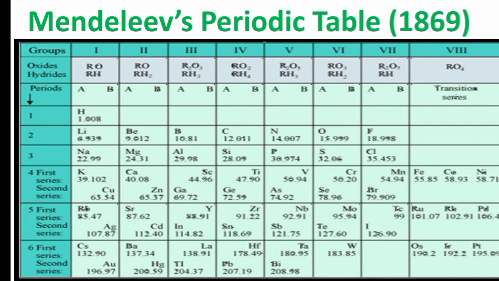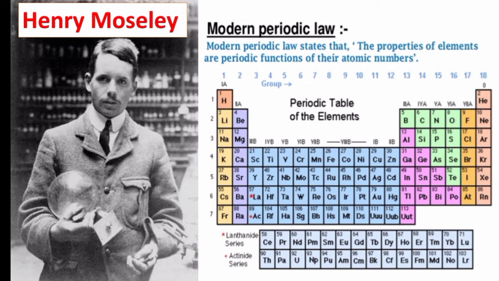Now children, you must have observed that in all these three classifications, Dobereiner's, Newland's and Mendeleev's, the common factor is one single thing, that is atomic mass. Now, could you think that this atomic mass could be another reason for the failure of their classification? Let us understand that by understanding the modern periodic table.